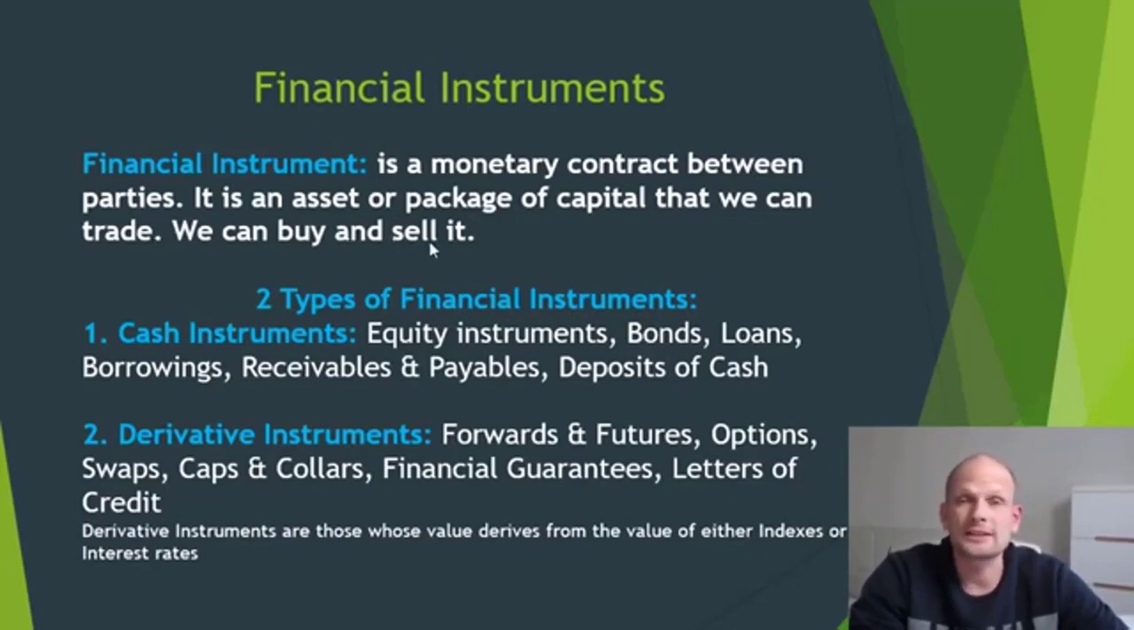Another thing which you should know, guys, is that financial instruments are divided into two bigger groups, or two types: cash instruments and derivative instruments. Cash instruments are equity instruments, bonds, loans, borrowings, receivables and payables, deposits of cash. And some of you might be looking at these and asking, where are stocks? So stocks are under equity instruments. Derivative instruments are forwards and futures, options, swaps, caps and collars, financial guarantees, letters of credit. And derivative instruments are those whose value derives from the value of either indexes or interest rates.